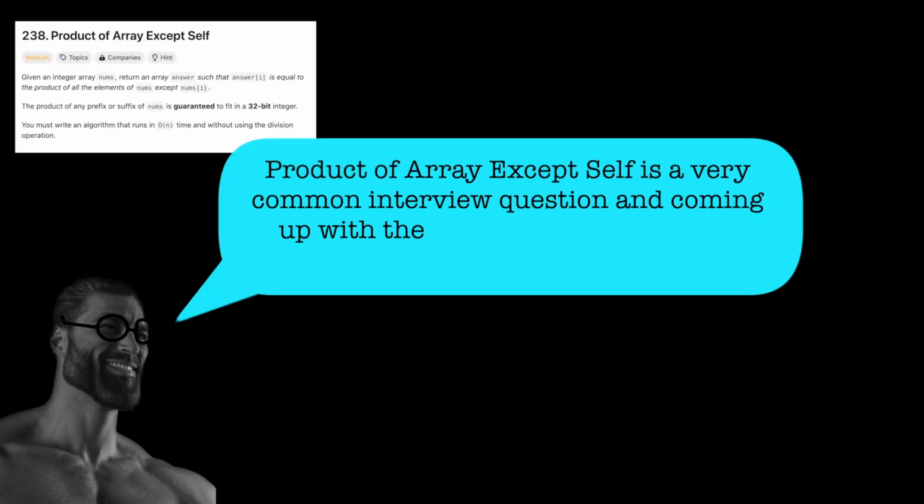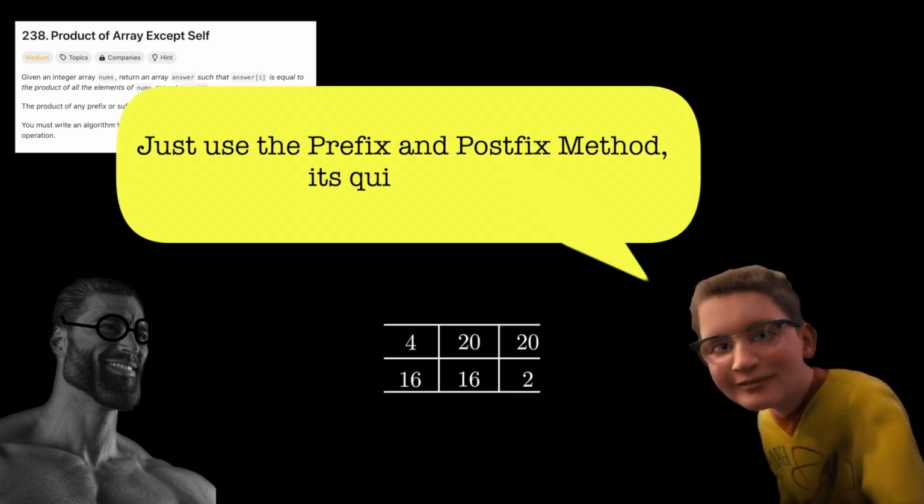Product of array except self is a very common interview question, and coming up with a solution on the spot can be a bit tricky. Just use the prefix and postfix method. It's quite easy. You are correct.